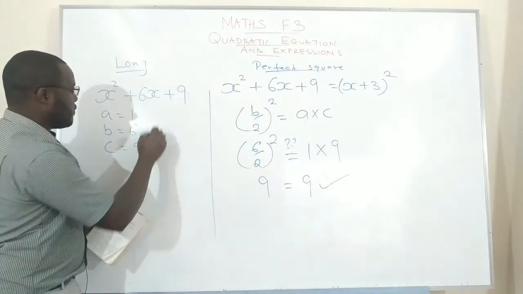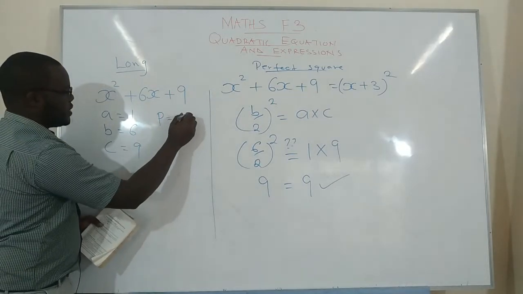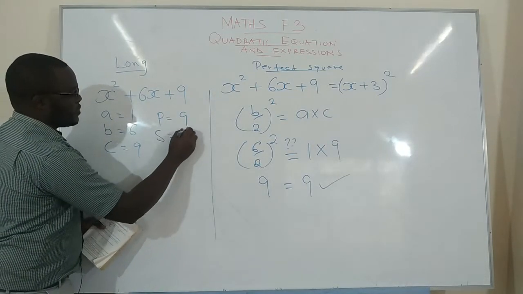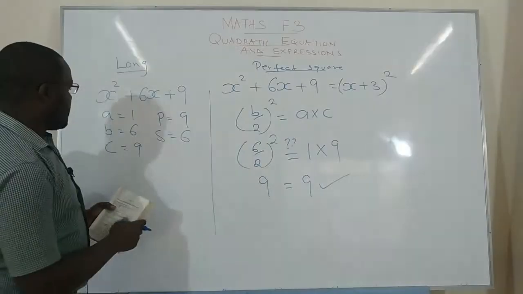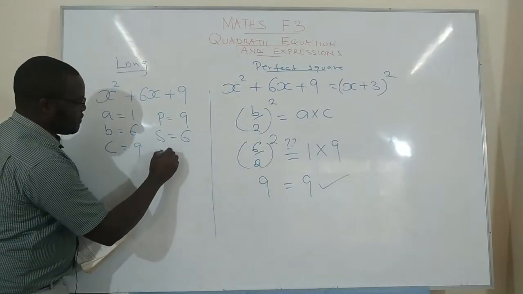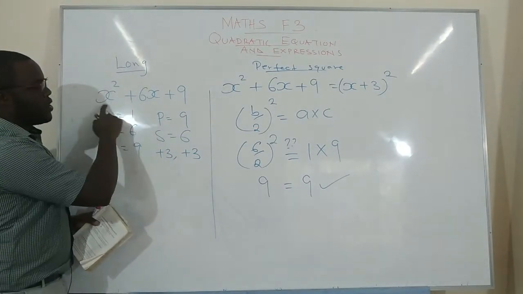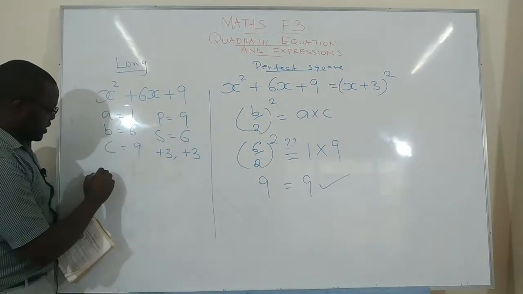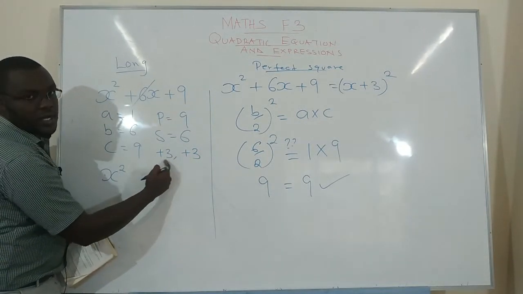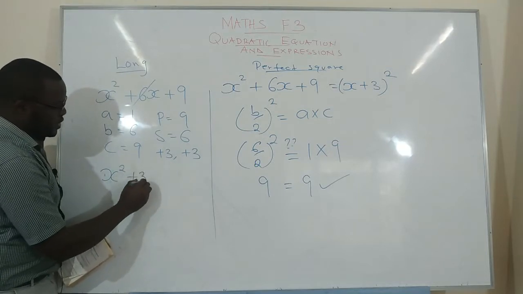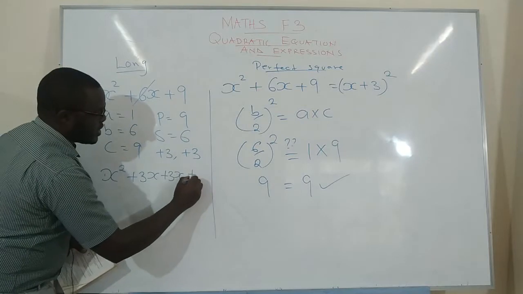So the long process involves identifying what is a, what is b, and what is c. From there, you look for the product of two numbers to give you a times c, which is 9, and the sum of the two numbers to give you 6. This is something that we learned back in Form 2. From there, the two numbers are positive 3 and another positive 3. You bring them back to your quadratic expression as x squared. We eliminate this b and substitute with these two numbers. So the first one will be 3x plus 3x, then plus 9.